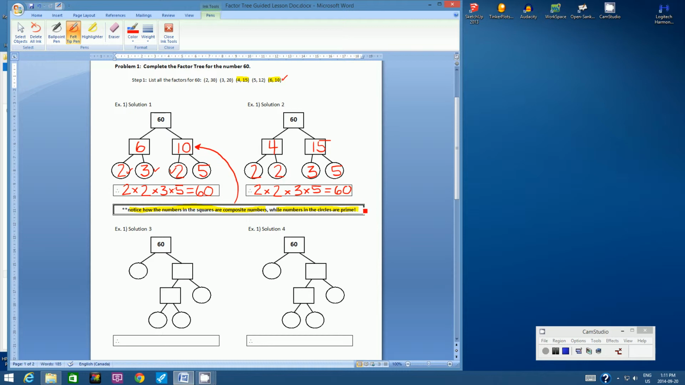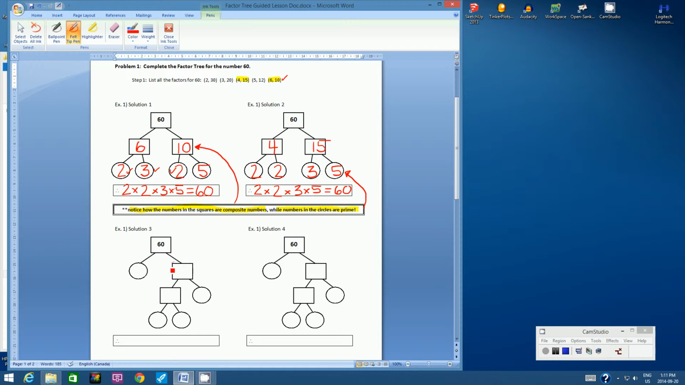Whereas wherever we see a circle, it has to be a prime number. Okay, so we're going to use that information in solutions 3 and 4. Now you see, in solution 3, the tree looks completely different. We have one branch ending in a circle, which means this tree requires us to think of a factor pair where we have a prime number in this circle here.